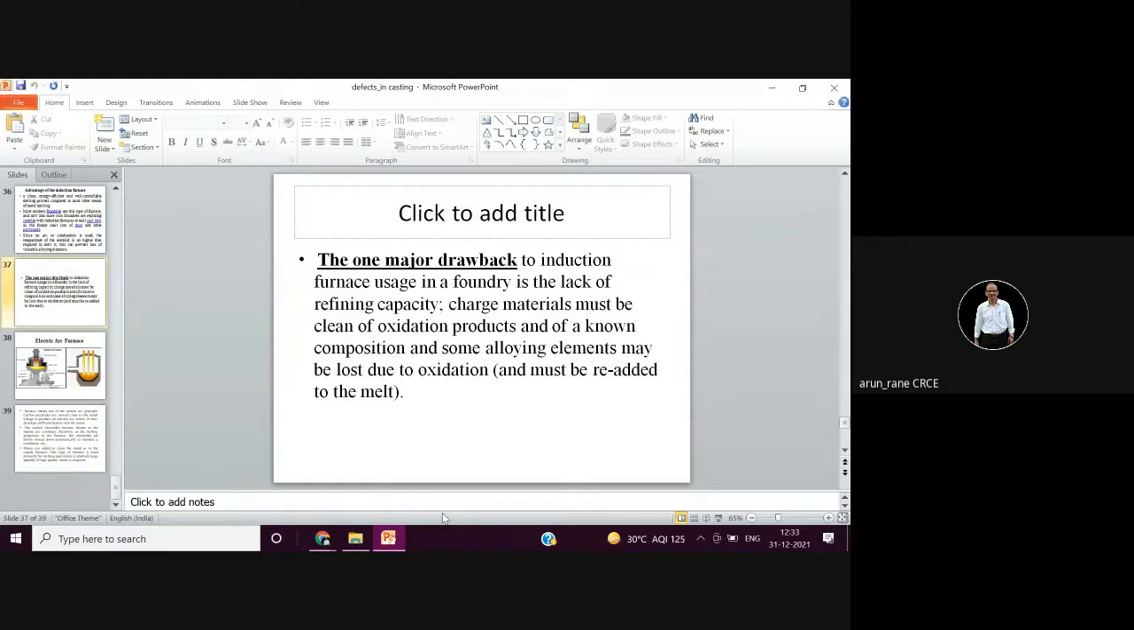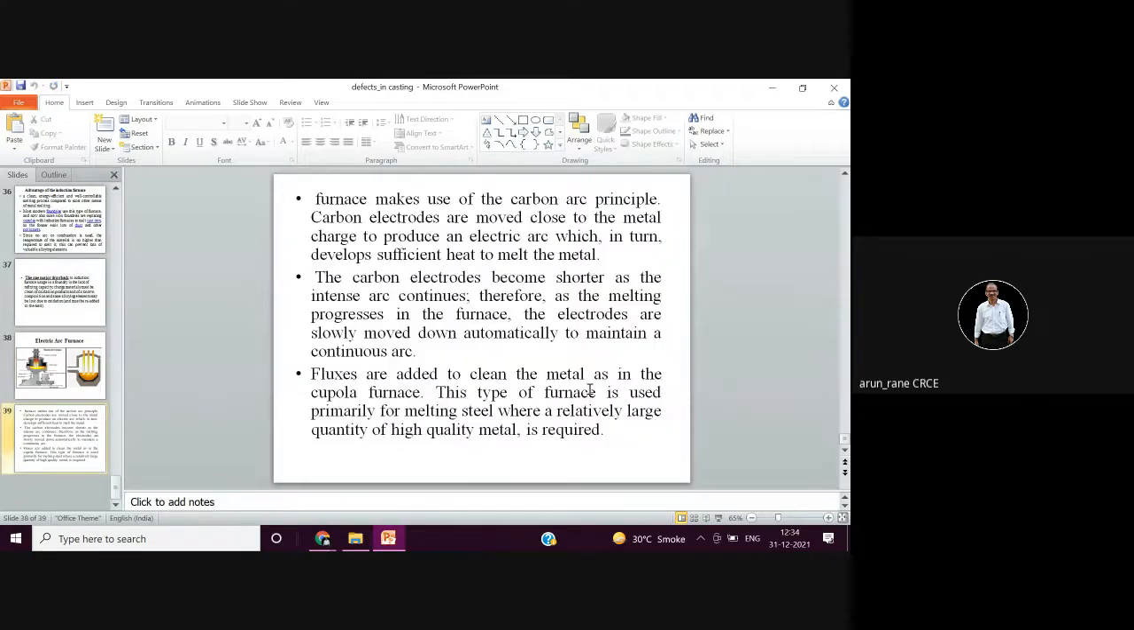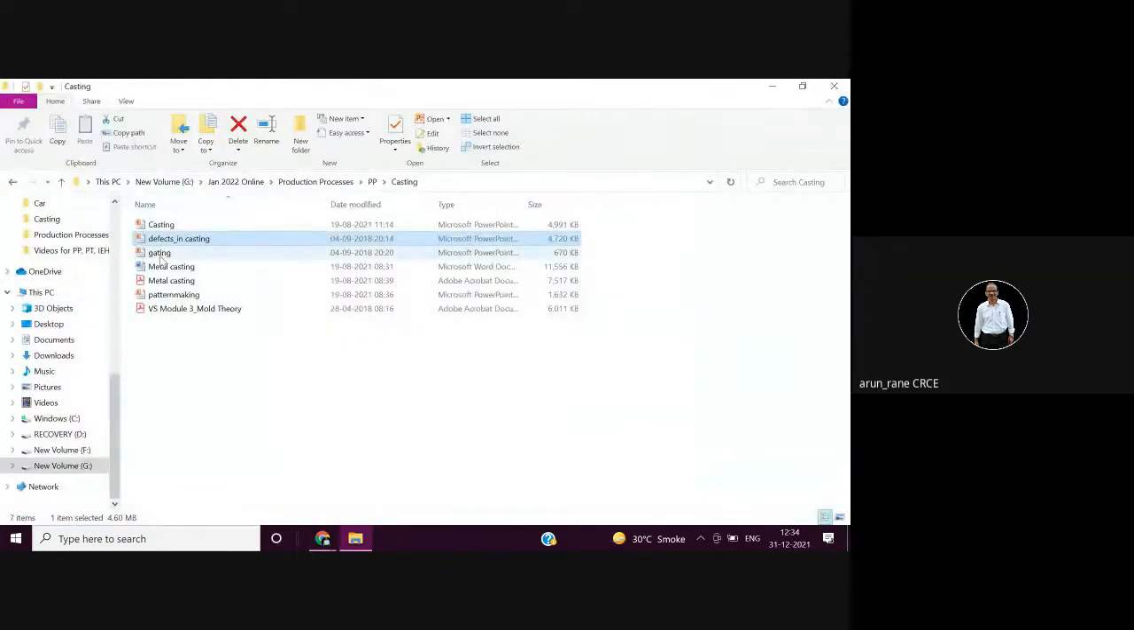The charged particles should be clean. Unlike the cupola, where we can put in anything, even scrap, in the induction furnace we cannot. Electric arc furnace: the arc is produced between the electrodes. So the cupola furnace is the most important furnace used for melting the material.